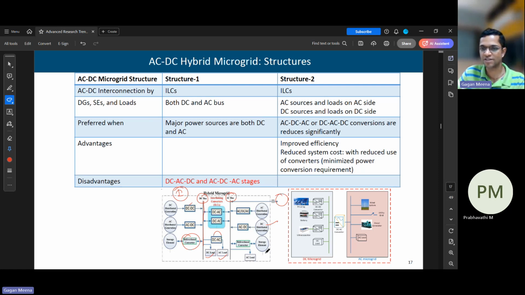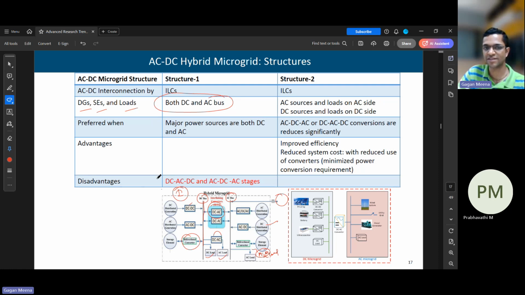Here we can have both AC and DC load. DC load is also possible here. In that case, we will require an AC to DC conversion stage. And these two buses are connected by these bidirectional interlinking converters. So this is the first structure, where distributed generation, storage elements, and loads are present on both buses, both DC and AC buses.